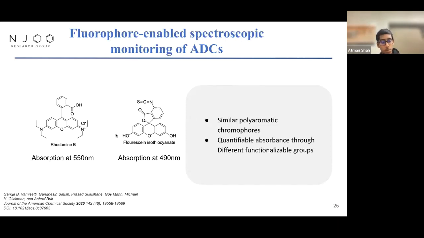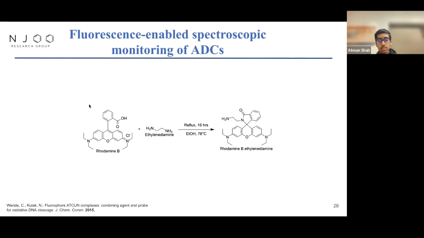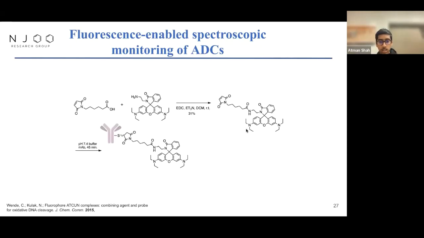And so one thing you'll see is that both of these fluorophores have a similar polyaromatic ring system on the bottom, as well as another phenyl ring on top. The main difference is that FTSE has this SCN functional group or isothiocyanate, meanwhile rhodamine has this carboxylic acid. And so initially we tried to attach rhodamine B, firstly by converting it to rhodamine B ethylene diamine. And so we attach this amine to the carboxylic acid, which forms this new ring system in the middle right here.